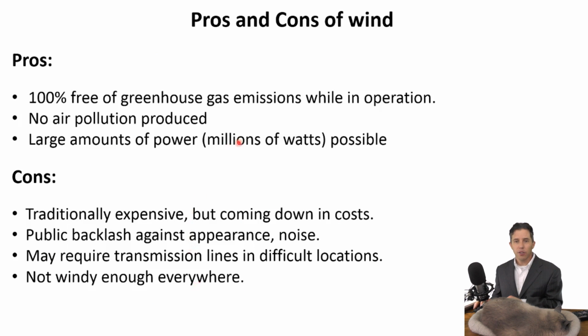So, pros and cons of wind. A windmill takes resources to build, but once it's built, as long as it's running, no greenhouse gases at all. You can get millions of watts out of a single windmill.